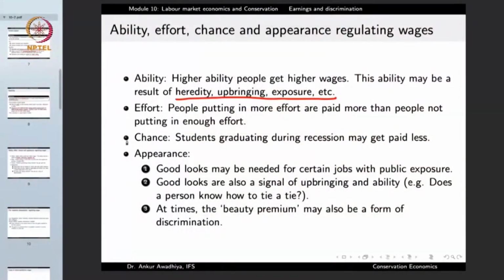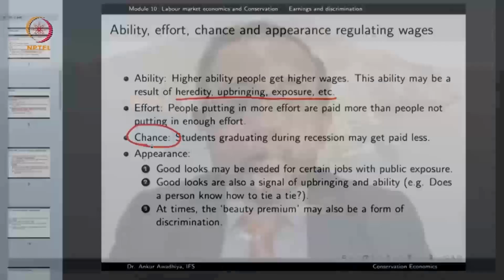Chance. Now, this is a very important factor. Students who are graduating during a recession time may get paid less. Now, these students may have the same ability, and they may be putting up the same amount of effort as their previous generation of students, that is, their seniors. But just because the market is in a recession period, it may be more difficult to get a job, or it is also possible that the job that these people get will be paying them less.